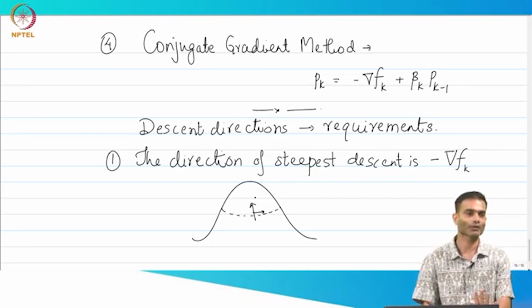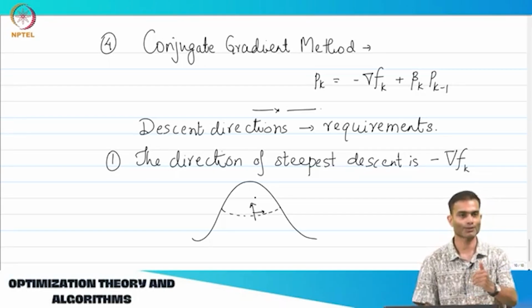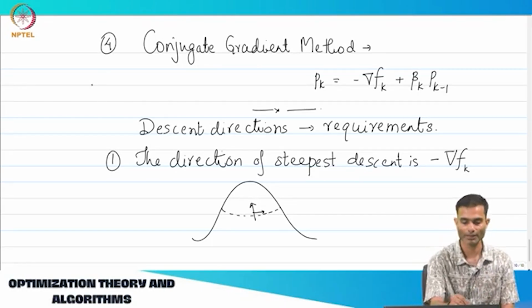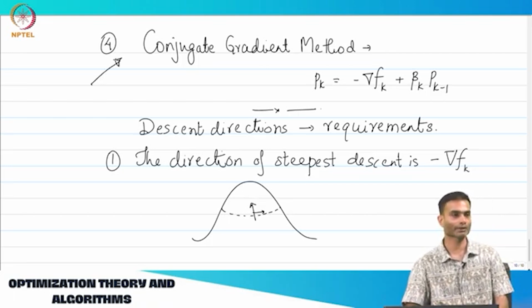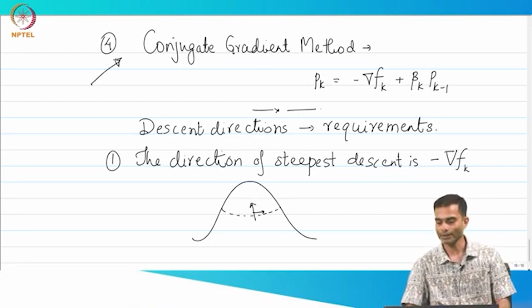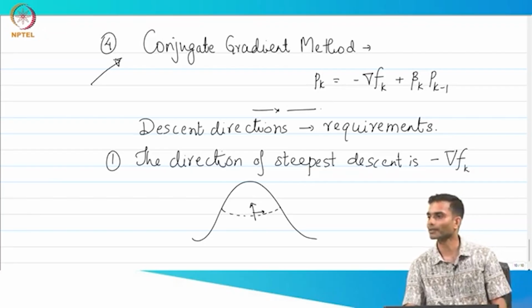What we will find out a little counterintuitively as we go further, particularly when we study the conjugate gradient method, we find out that actually going in the direction of steepest descent is not always the best of ideas.